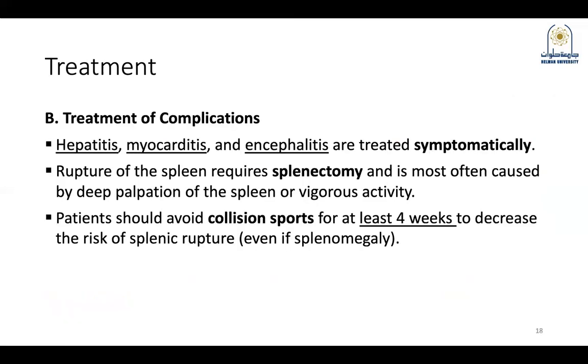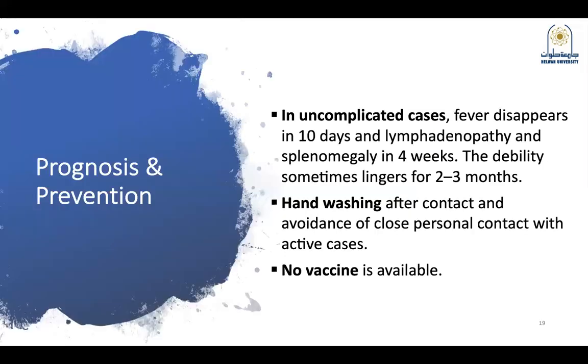Treatment of complications: if there is hepatitis, myocarditis, or encephalitis, they are treated symptomatically. Ruptured spleen is treated surgically with surgical repair or splenectomy. Those patients should avoid vigorous sports for at least 4 weeks to decrease the risk of ruptured spleen.